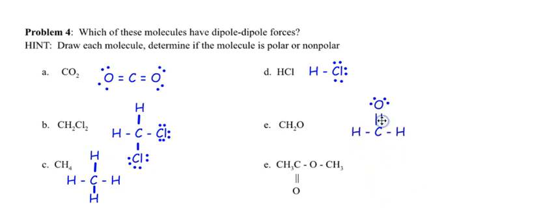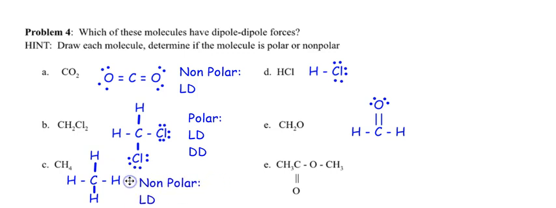And finally, here is CH2O. It is not symmetrical, and right here is your polar bond. Therefore, it is a polar molecule with dipole-dipole. All right, so what's my final result here? We said this is nonpolar, so it has only London dispersion. We said this is polar because of the chlorine, so it has London dispersion and dipole-dipole. We said this one is nonpolar because it's perfectly symmetrical, so it only has London dispersion.